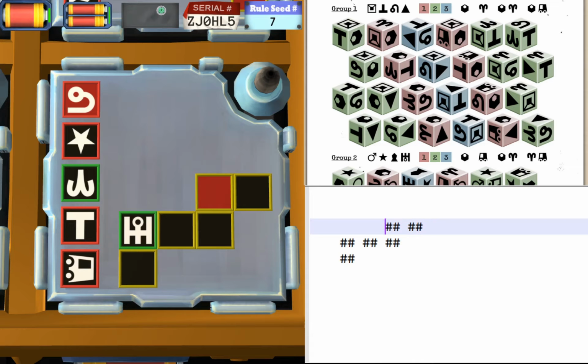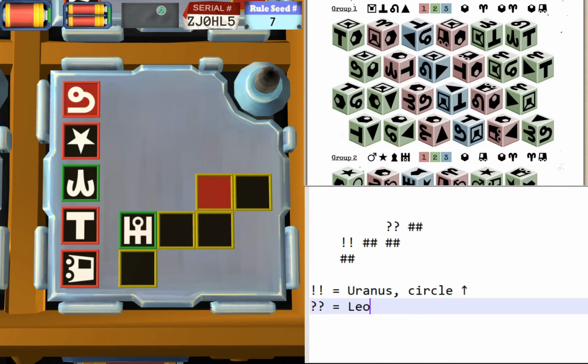And then the diffuser would have to say which one of these has a symbol pre-filled, and that would be this one. So I'm just going to say exclamation points for a symbol that is already filled. And that symbol is, well, this is the symbol for Uranus, so I'm going to call it that, with the circle pointing up. The red square is the one at Charlie 1. So we're going to mark that with question marks, because we don't know what orientation it is. But we do know what goes there. It's the Leo symbol. Right?